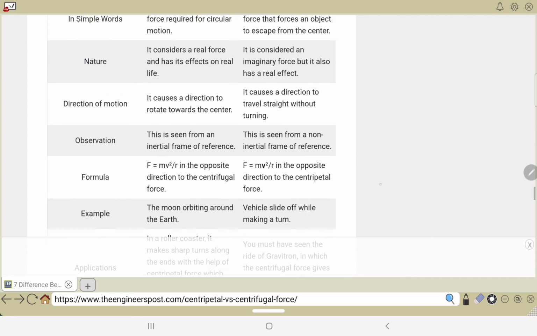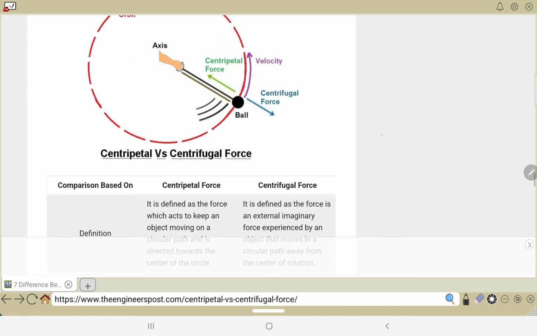So this way we can differentiate between centrifugal and centripetal force, in that centrifugal force is important in the analysis of the belt drives.